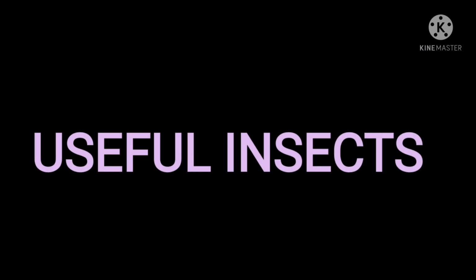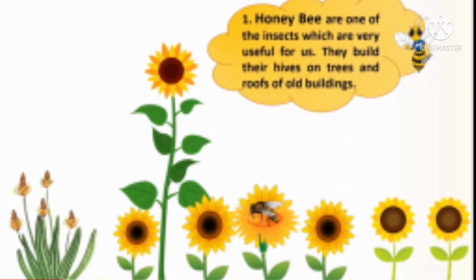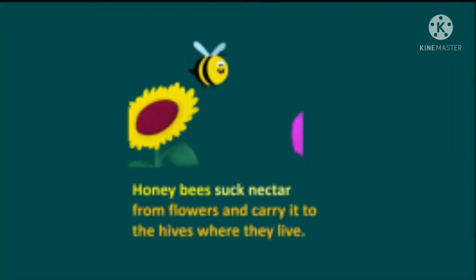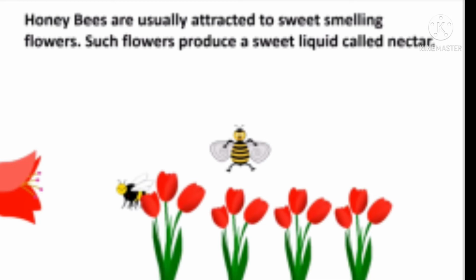So as you know, there are different insects which are useful for us. The number 1 is honeybees. So honeybees are the insects which build their hives on the trees and roofs of the old buildings. And these honeybees are usually attracted to sweet smelling flowers. And such flowers produce a sweet liquid called the nectar. And honeybees suck nectar from the flowers and carry it to the hive where they live.